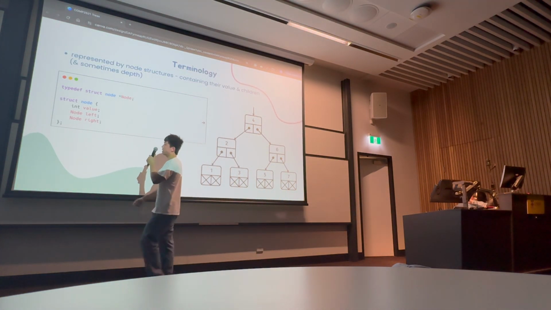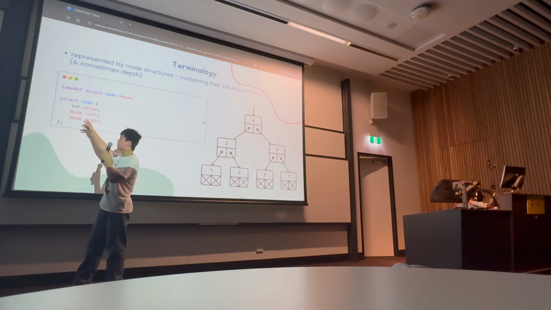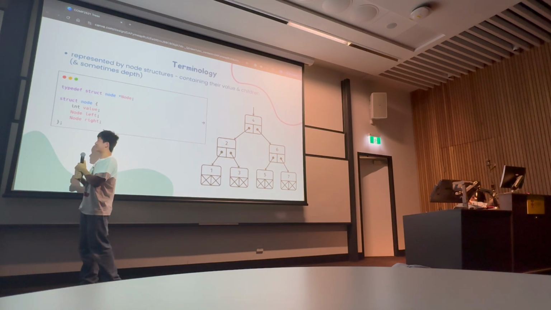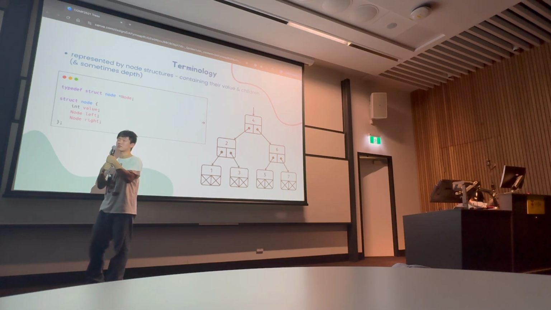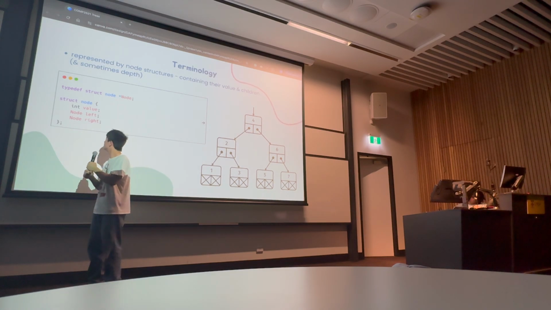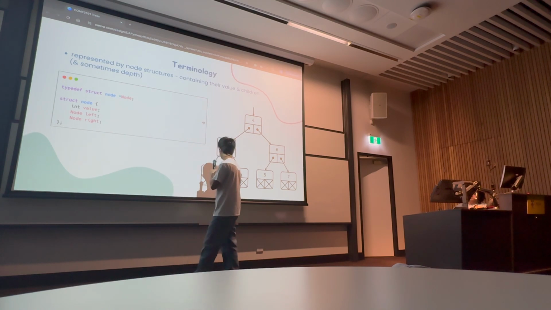Sometimes you may see another field in the struct. You might see the field int balance or something, which I'll cover later on with AVL trees, because for AVL trees it's important to keep track of the height of your subtrees. But generally, a binary search tree just usually looks like this.